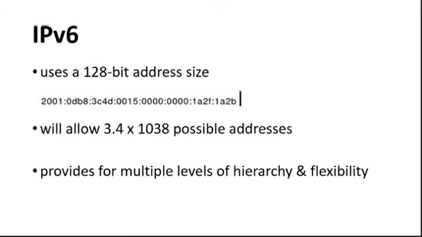IPv6 uses a 128-bit address size, as you can see, compared with the 32-bit system used in IPv4. This allows for as many as 3.4 times 10^38 possible addresses, enough to cover every inhabitant on planet Earth several times over. The 128-bit system also provides for multiple levels of hierarchy and flexibility in hierarchical addressing and routing.